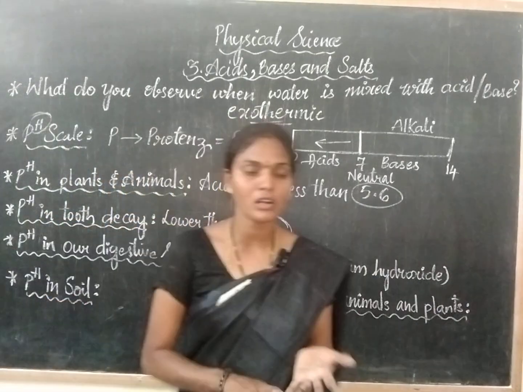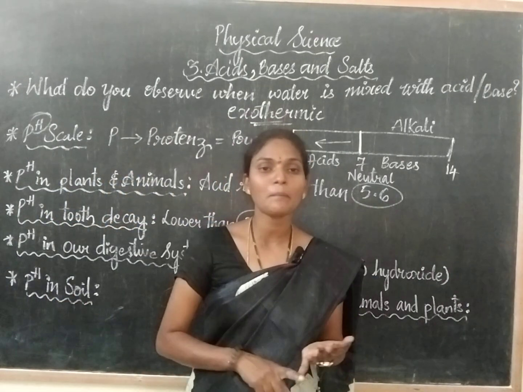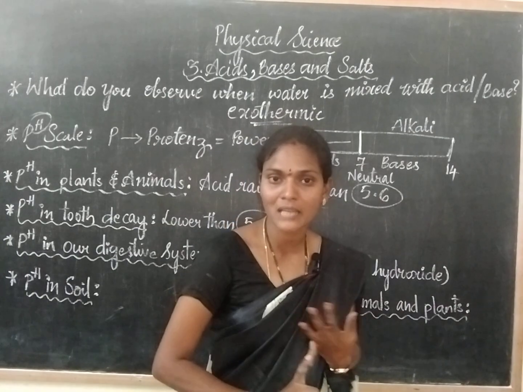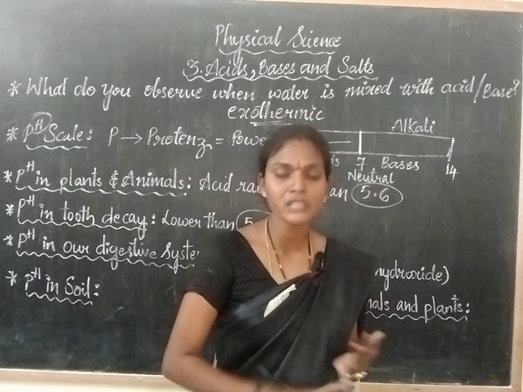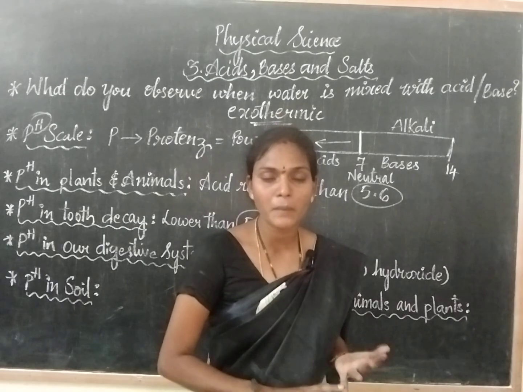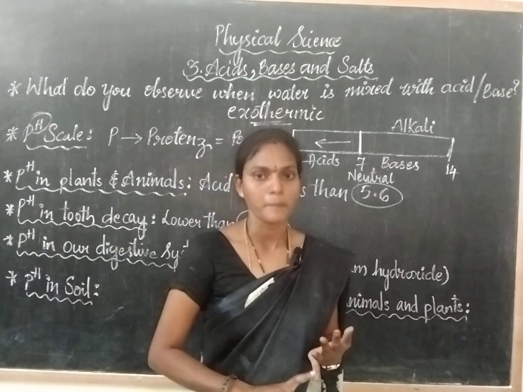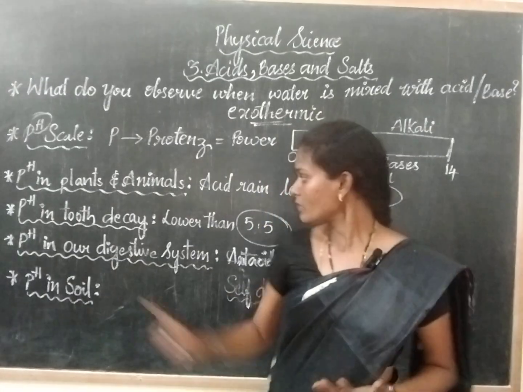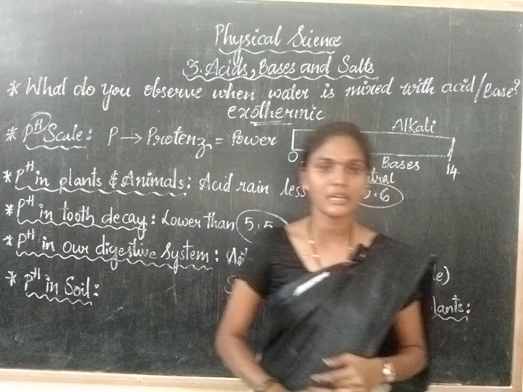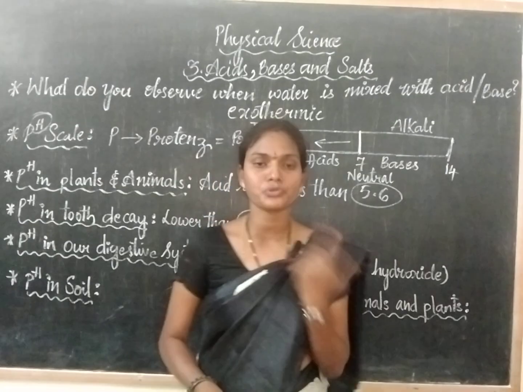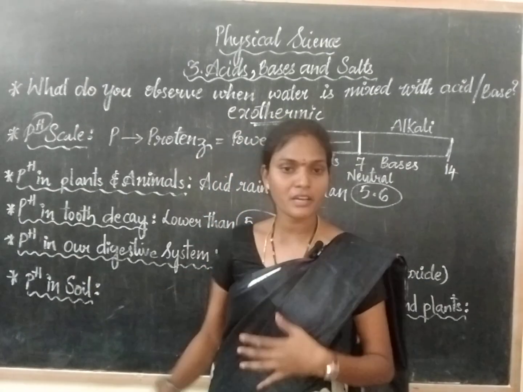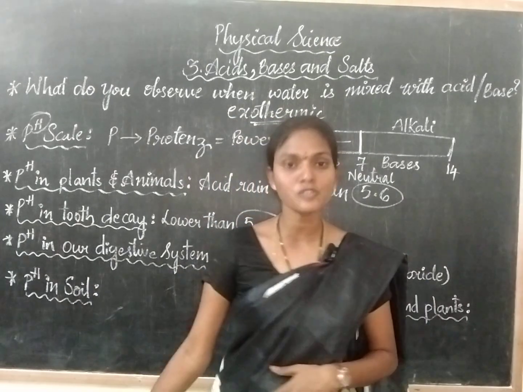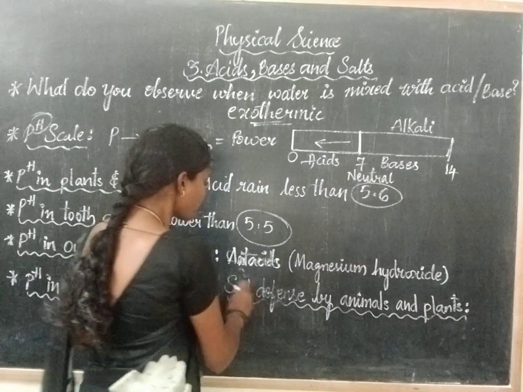We already learned that the pH scale plays an important role in plants and animals. Why? Because of acid rains. Why do acid rains occur? When the pH value becomes less than 5.5. Next, tooth decay. If the pH is less than 5.6, it causes tooth decay. Next, pH in our digestive system. Next, pH in soil. Next, self-defense.